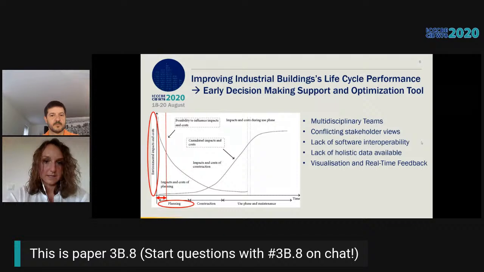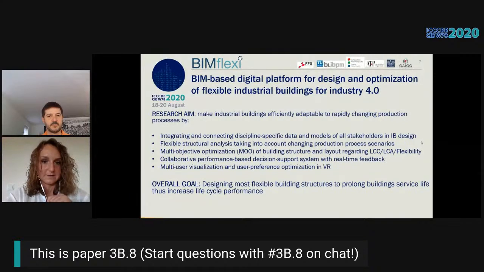So the early design stage can improve the life cycle performance of a building. So we need early decision-making support and optimization tools, but the problem is we have multidisciplinary teams with conflicting stakeholder views. There is a lack of software interoperability and a lack of holistic data available in the early design stage.